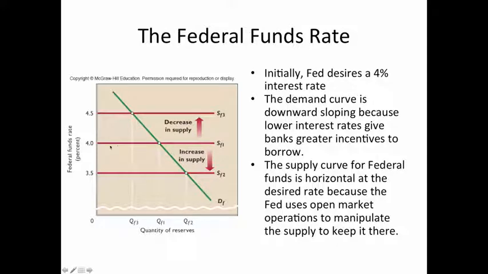So essentially what the Fed is doing is manipulating this supply curve and moving it up or down along the existing demand curve to set the equilibrium interest rate at whatever it wants it to be. So if they want the federal funds rate right now to be 4%, they'll engage in open market operations to set this supply of federal funds curve right here, crossing the demand curve, giving us the 4% equilibrium rate.